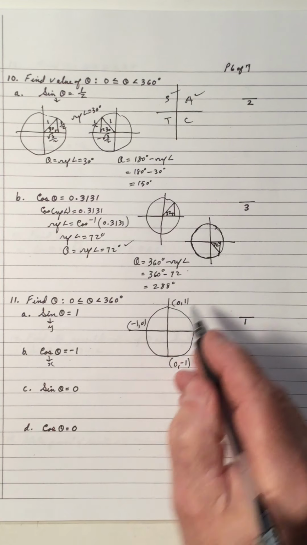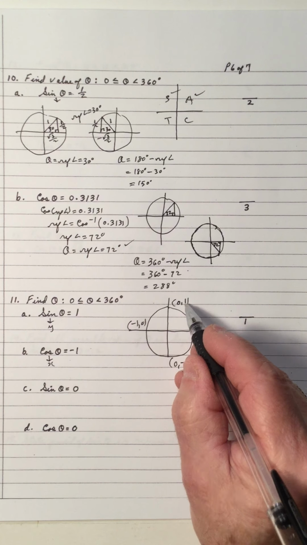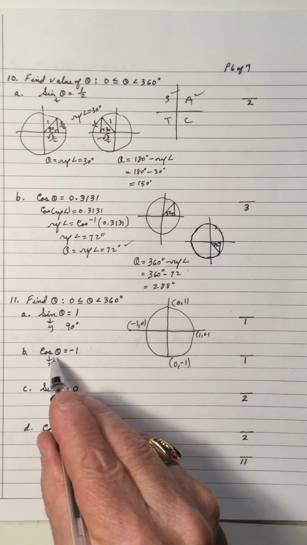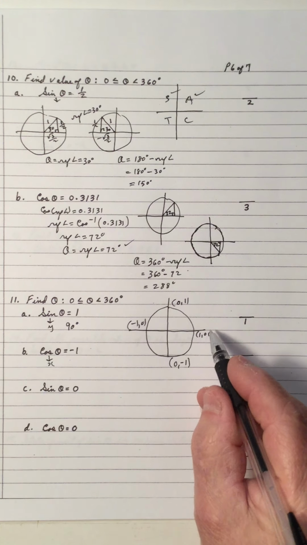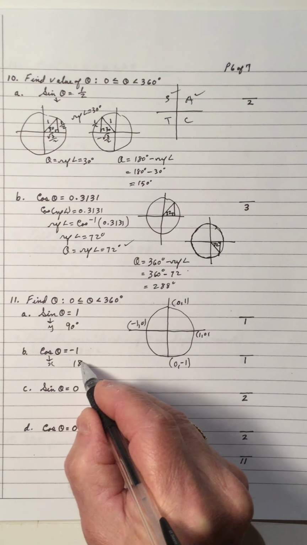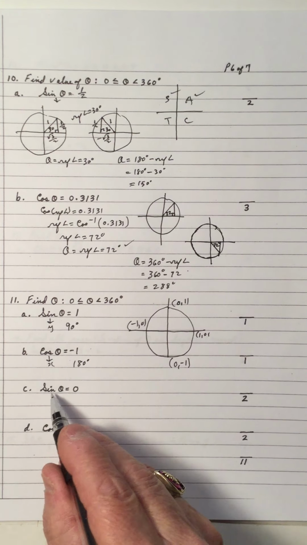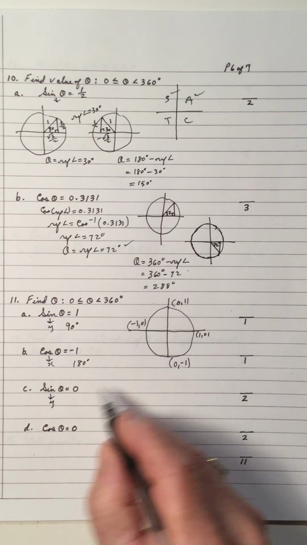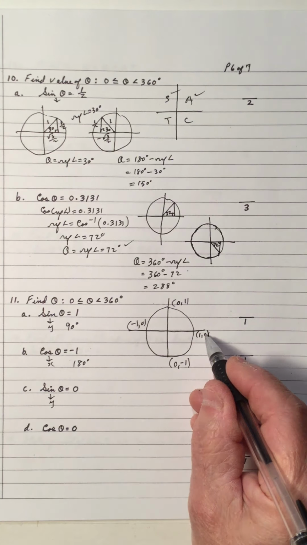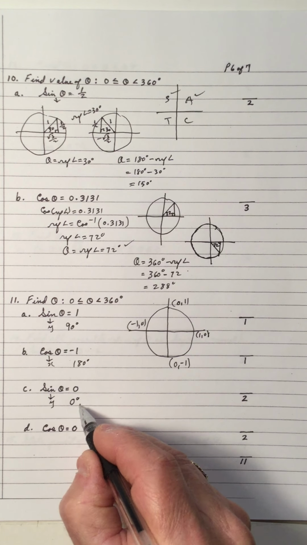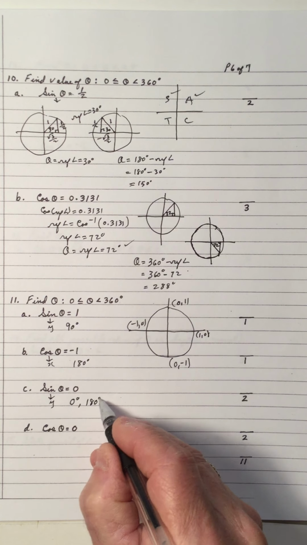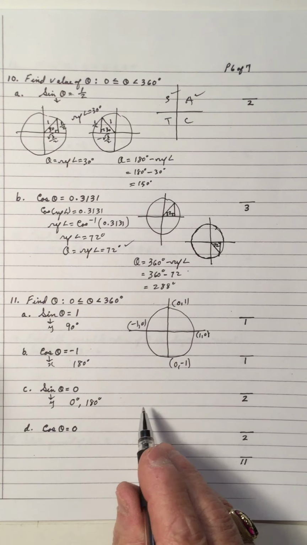So where's the y 1? The y is 1 right at the top, and the answer is 90 degrees. Give yourself a mark. Where's cos? Cos is the x. Where's x negative 1? And the answer is right here. So that's 180. Give yourself a mark. Sine is the y. So where's y 0? Y is 0 right here. So that's at 0 degrees. And y is 0 here, which is 180. Give yourself a mark for each one of these.